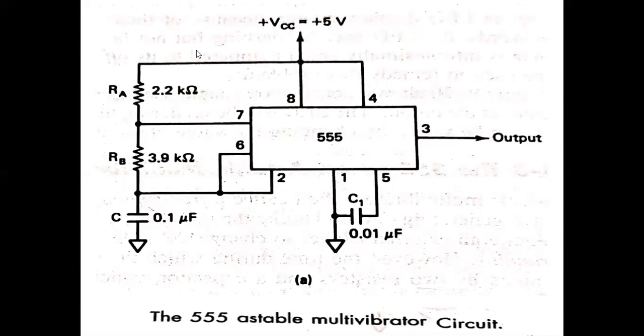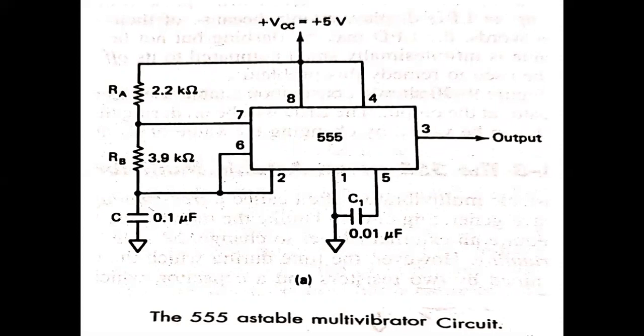So this is the circuit diagram for the 555 timer as an astable multivibrator, and you just observe the figure. This is similar to our monostable multivibrator. Here an extra resistor RB is connected to our astable multivibrator, and we'll see how this is going to work.